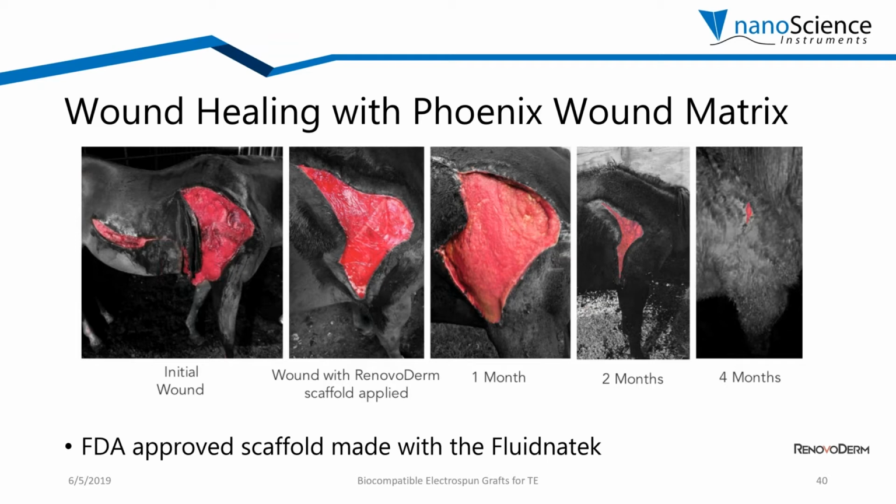In this example, you can see the initial wound on a horse. They then apply the Phoenix Wound Matrix to the affected area. Over time, the tissue slowly heals, and what is really surprising is that even hair grows normally and no scar formation is seen. One thing to pay attention to is that this wound is really large, and only in a period of about 4 months that area is completely healed using this Phoenix Wound Matrix scaffold that is made with our electrospinning machines.